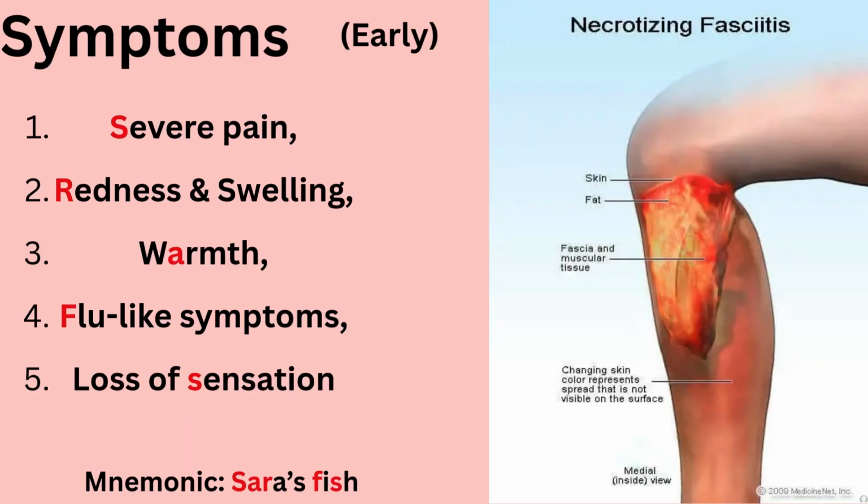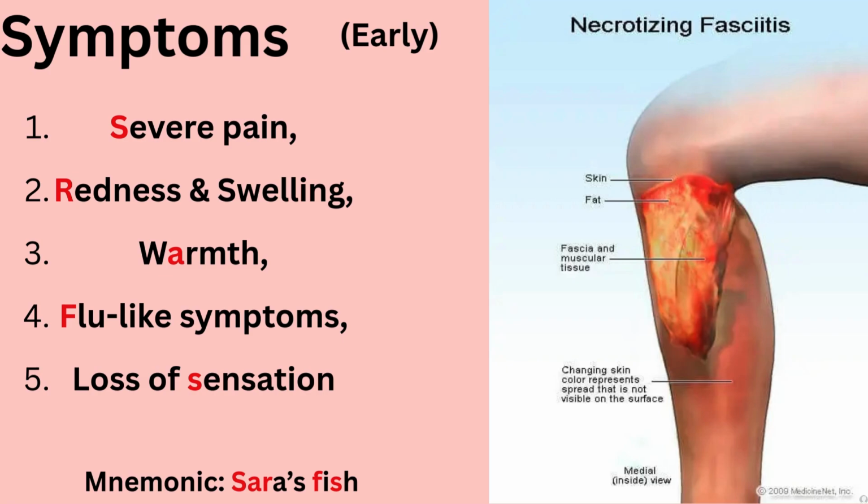Now you might wonder what are the early symptoms that you might experience. The number one is severe pain. Number two is redness and swelling, which are all signs of inflammation because, as I said, ITIS refers to inflammation. Third is warmth. The area will feel warm. Number four is flu-like symptoms. And lastly is loss of sensation, because the tissue there is dead. Because it's dead, it is non-vital anymore.